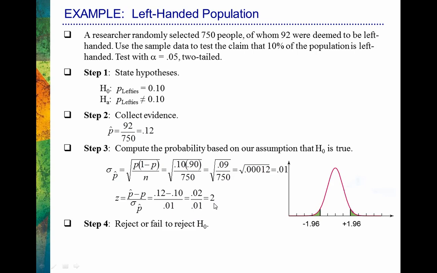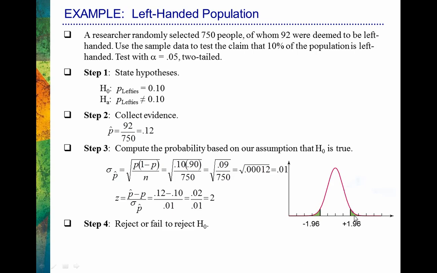Now we know a z-score of 2 is starting to get relatively large. When we try to map it out here, again, we have a z-score of 0 right in the middle. Here's where our critical region begins with a z-score of 1.96. And we found a z-score of 2, which is in this critical region. Remember, a z-score of 2 just represents another way of saying 12%. That z-score of 2 represents where our sample proportion is. So 12% is in the critical region.